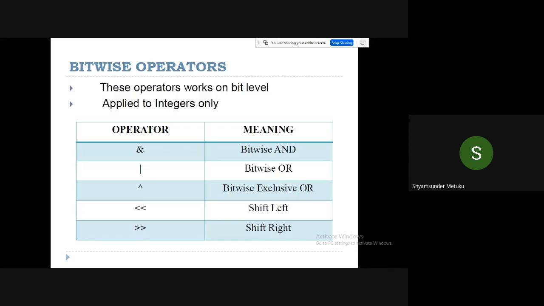So operators are given by a single ampersand for the bitwise AND, single pipe for the bitwise OR, the caret for bitwise exclusive OR, left shift is for double less than, and right shift is for double greater than. So the programming is very simple. Before I explain, let me go back to the explanation part.